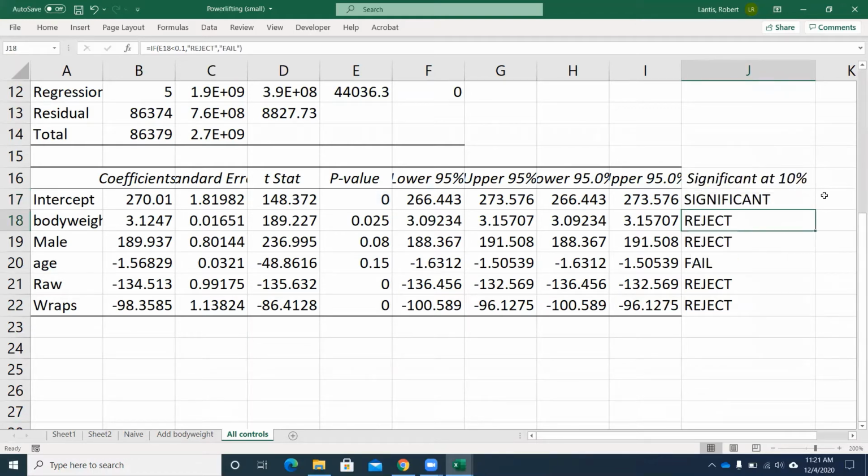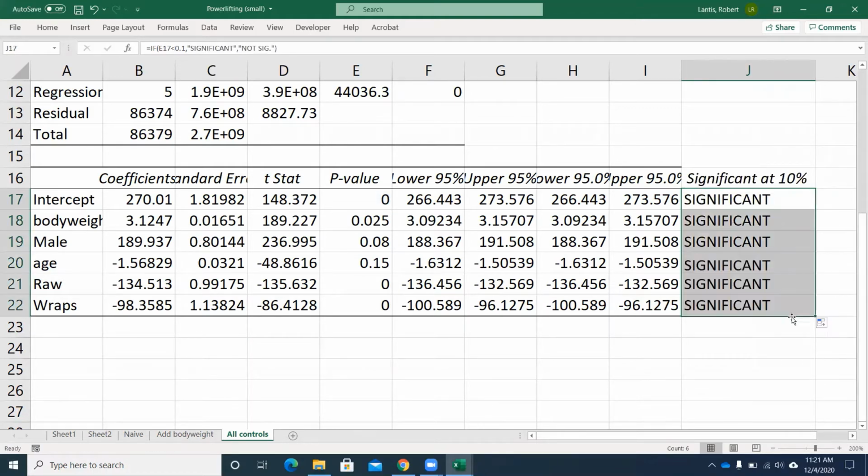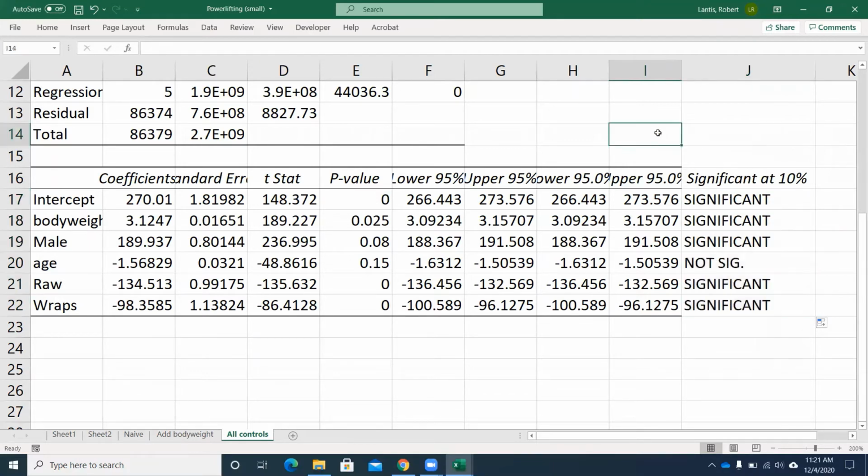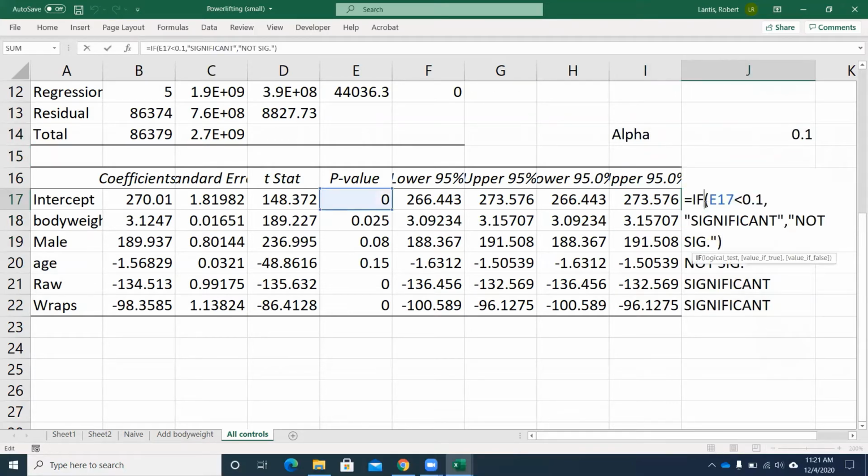Significant. Okay. Copy this back down. There we go. Okay. I could even take it a step further. Maybe I actually want to put the alpha value I'm interested in a cell. Now, instead of putting in the number, I'm going to make the cell reference. I want that to stay the same, so I'm going to freeze that cell.